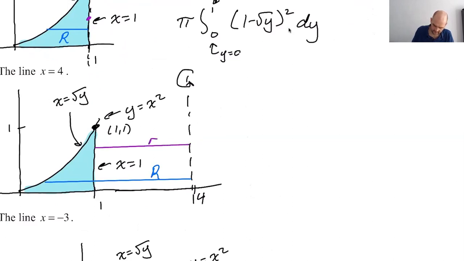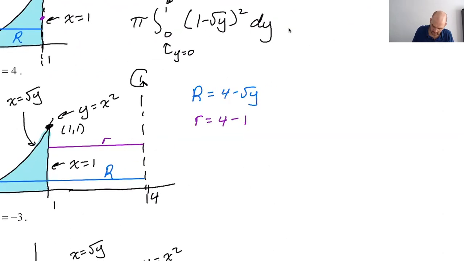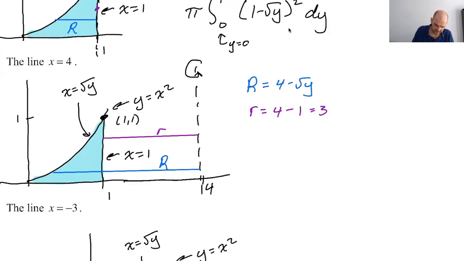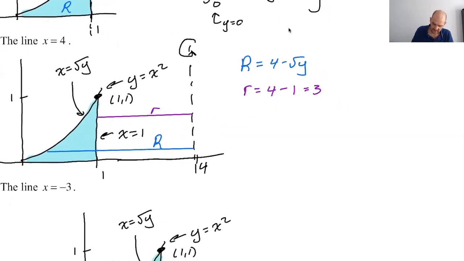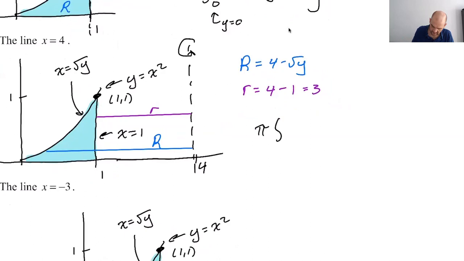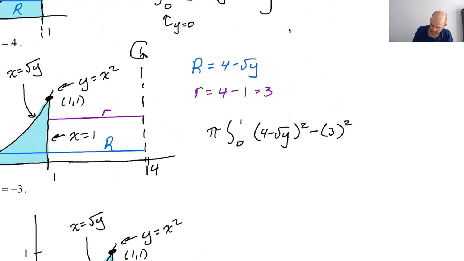So big R is going to be right take away left. So the right-hand curve is 4. The left-hand curve is radical y. For little r, the right-hand curve is 4. The left-hand curve is 1. So that's 3, obviously. All right, and then we're still just going from 0 to 1 on the y-axis. So it's going to be pi integral from 0 to 1 of big R, 4 minus root y, squared minus little r squared dy.